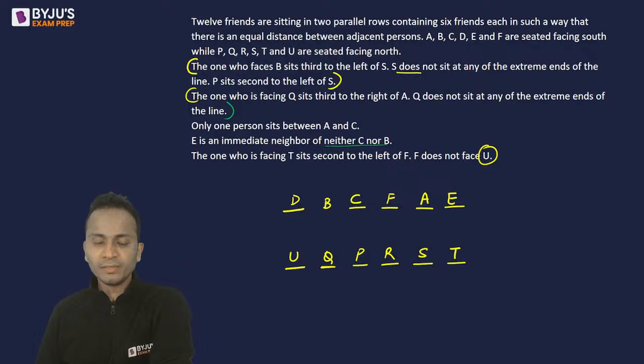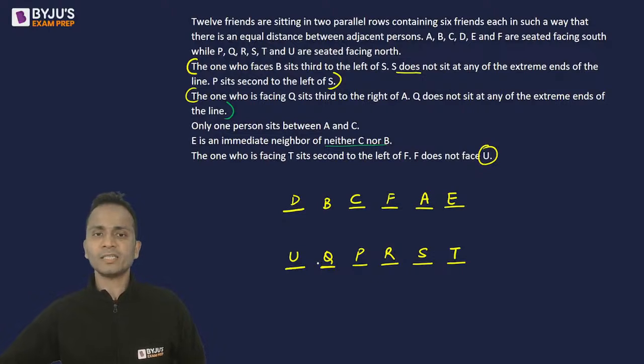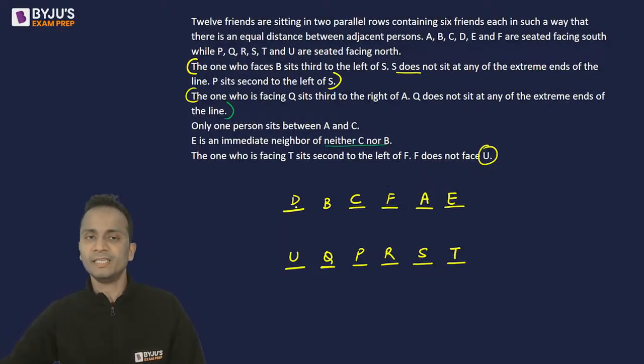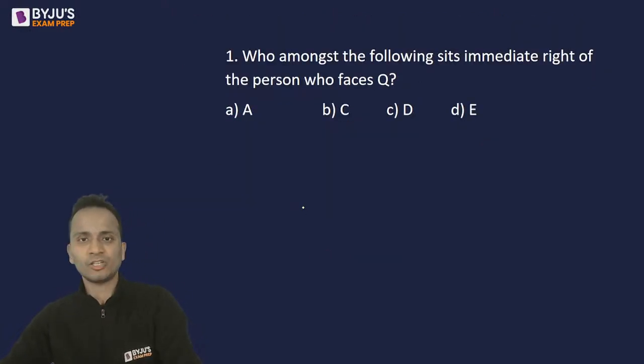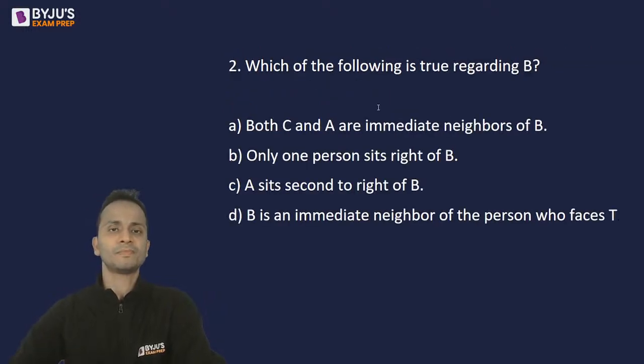So question number one, who amongst the following sits immediate right of the person who faces Q? Immediate right of the person who faces Q. So let's check. B is the one who faces Q and immediate right of this person is D. So D is the answer of this question. So option C, that is D, is the correct answer of question number one. Okay. Now moving on to the second question.